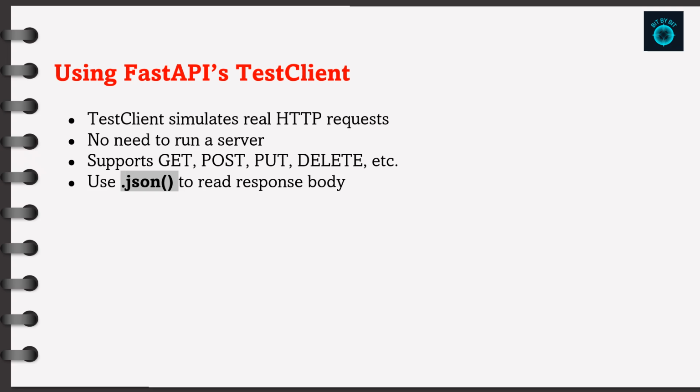To read the response, we can use response.json, which gives us the parsed JSON data. We can also check response.status_code to confirm the HTTP status code. This is very useful because it allows us to test how our API behaves under different scenarios. For example, we can test that valid requests return the correct data, and invalid requests return an error code such as 404 or 422. Using TestClient, we can test both the happy path, where everything works, and the error cases, where the user input is wrong or missing.